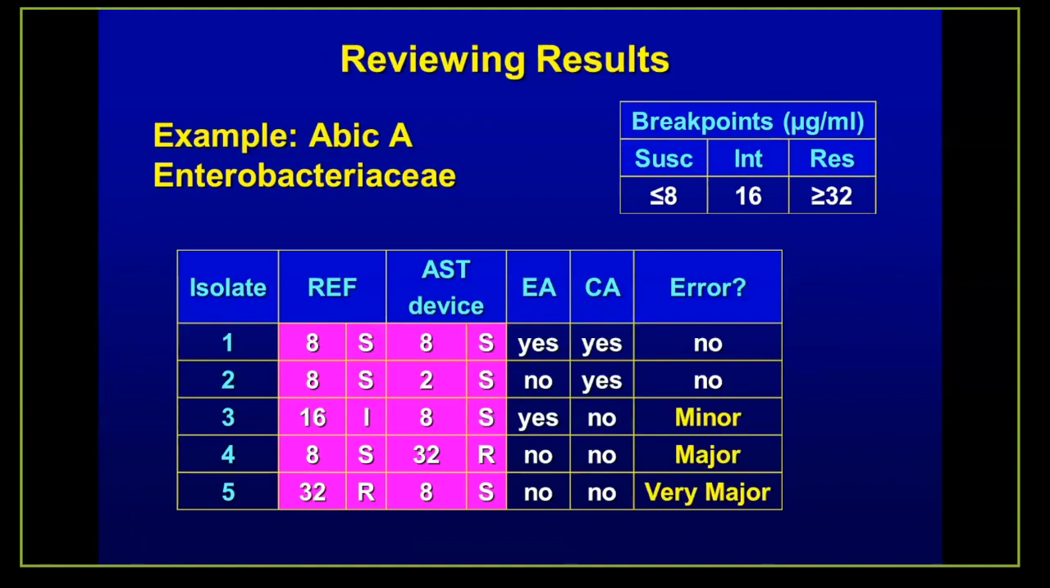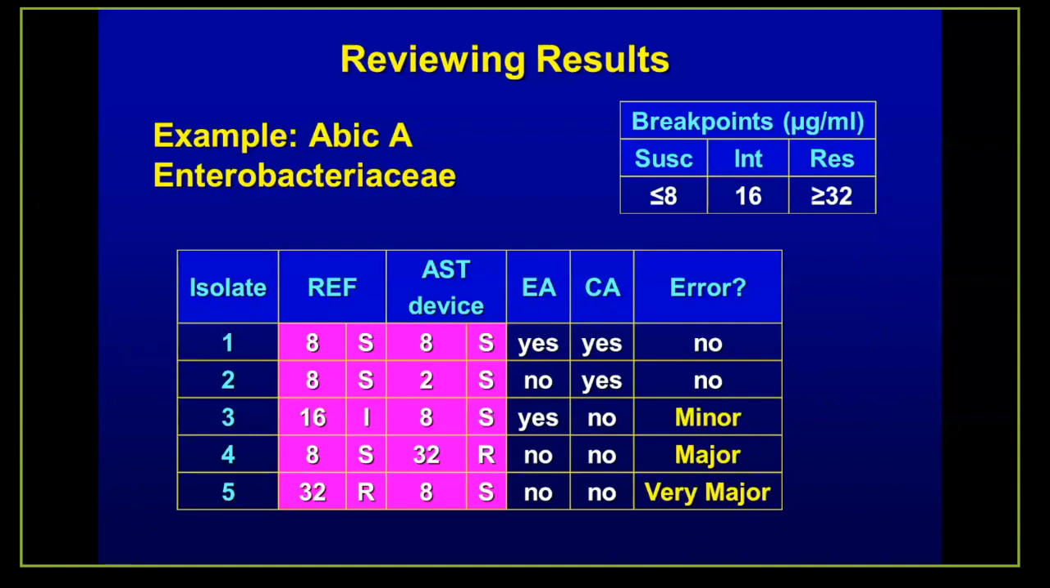For isolate 4, our reference MIC is 8. Our AST device shows an MIC of 32, which is resistant. So we do not have essential agreement, nor do we have category agreement. This is also defined as an example of a major error because we have false resistance with our AST device.